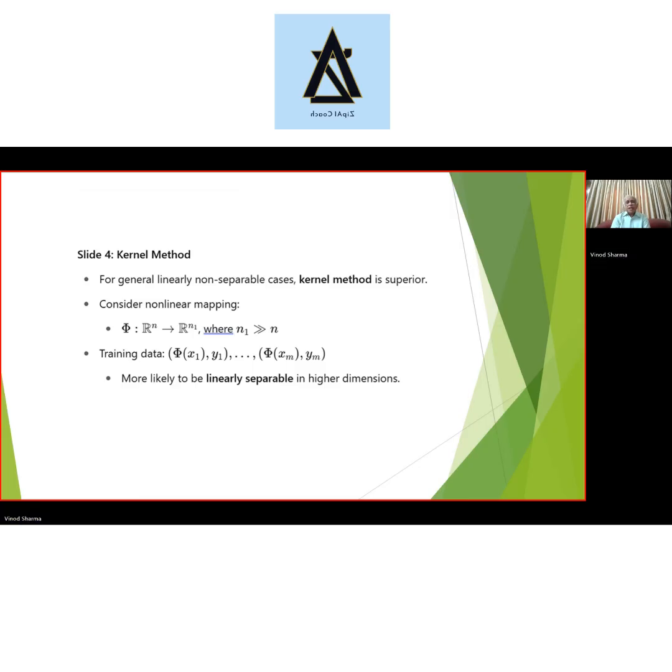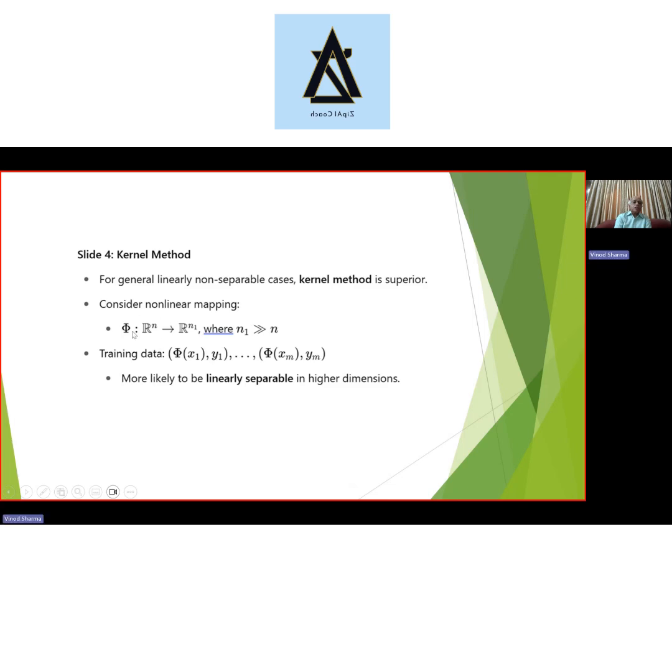However, for the general linearly non-separable case, the optimal solution provided by the above method may not be a very good solution. So in that case, we can use kernel methods, which can provide better algorithms. Now, the whole idea of the kernel method is the following.